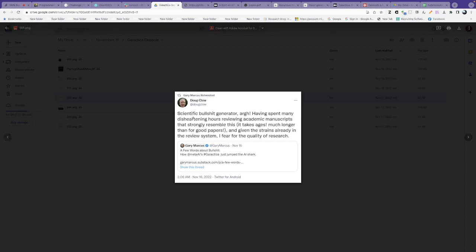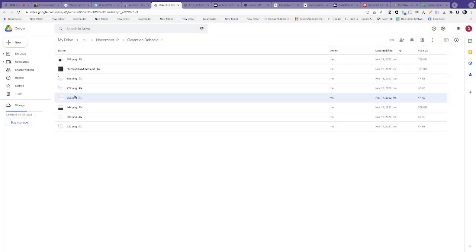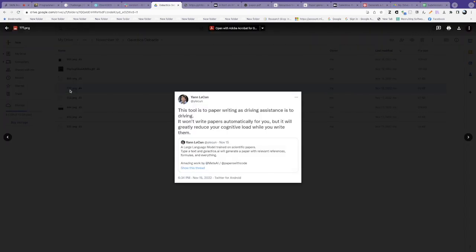They just said "scientific bullshit generator." "Having spent many disheartening hours reviewing academic manuscripts that strongly resemble this, it takes ages, much longer than for good papers. And given the strains already in the review system, I fear for the quality of research." Two things remain constant in AI Twitter. The first is Schmidhuber talking about history, and the second is Gary Marcus talking about anything that goes wrong with Meta AI or Yann. It's very much like he's pouncing on this.